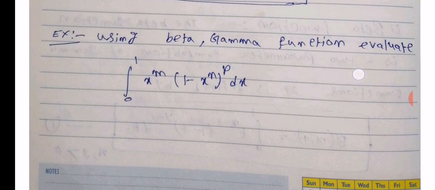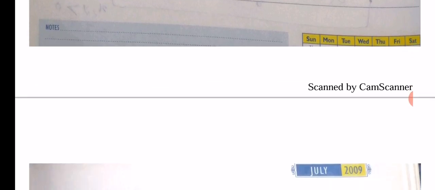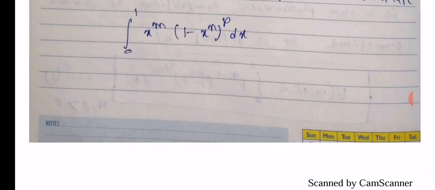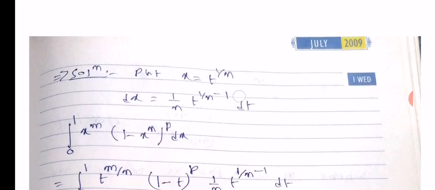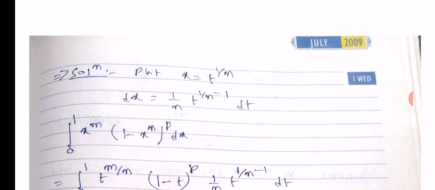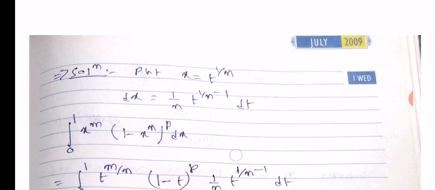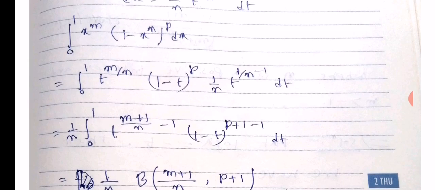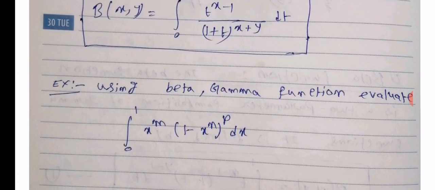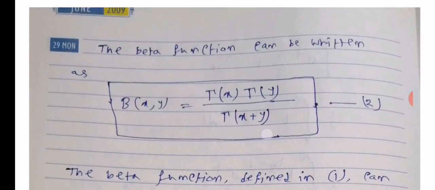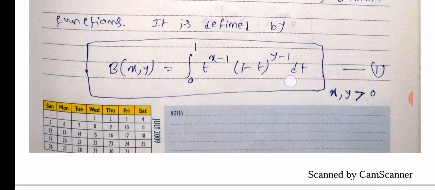So using beta and gamma function, evaluate this integral value. So what we will put, see here x to the power n is there, so you need to put x equal to t to the power 1 by n. So dx equal to, we will get this. So after this substitution, this integral converts to this one. So why? Because if you put x equal to t to the power 1 by n, then you will get 1 minus t something.